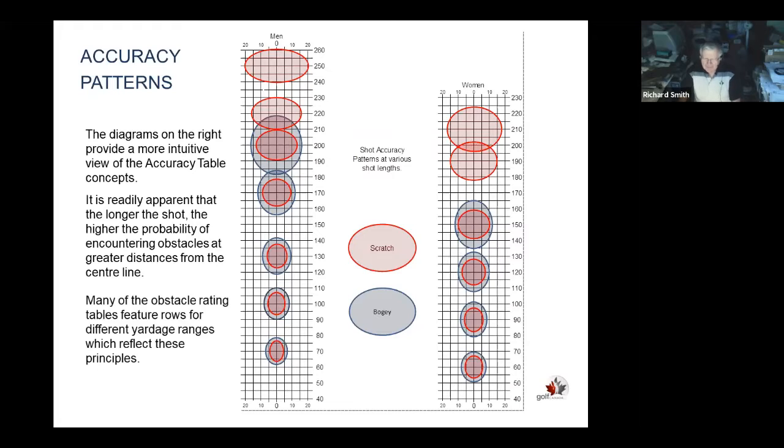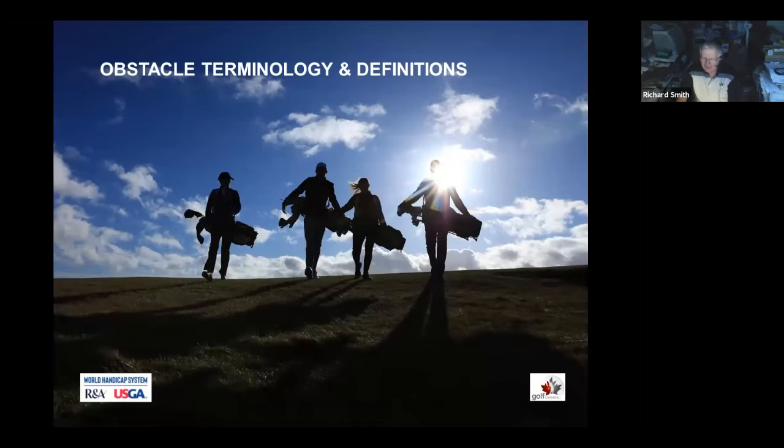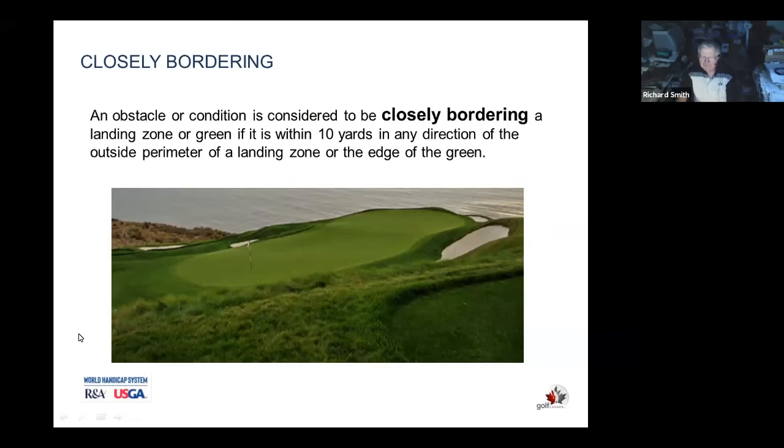Okay. When we get into the tables, the course rating tables in your guide, in many cases, have different rows for different yardage ranges, and those have been generated based on this accuracy pattern information. Okay, some terminology and definitions that we need in evaluating the obstacles. Okay, oh, there we go. Took 3 clicks for some reason.